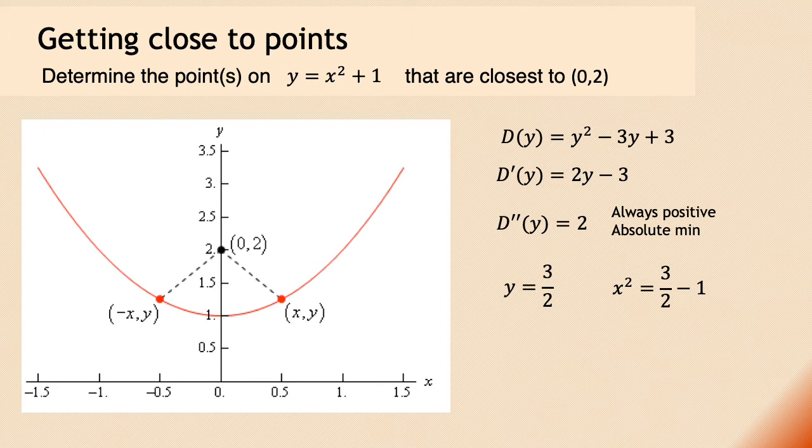and if we plug that 3/2 for y into our x squared is equal to y minus 1, we get that x is equal to plus or minus 1 over the square root of 2. So we have found our 2 points, (1 over square root of 2, 3/2) and (negative 1 over square root of 2, 3/2). And that's it.